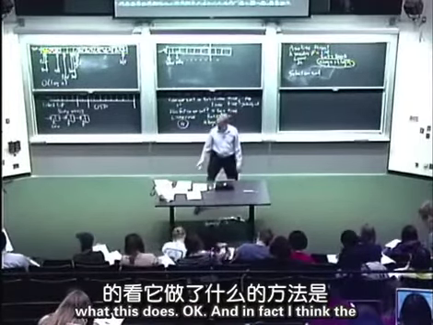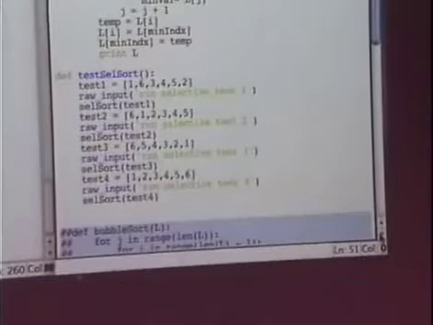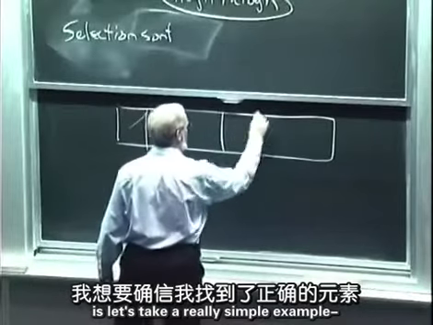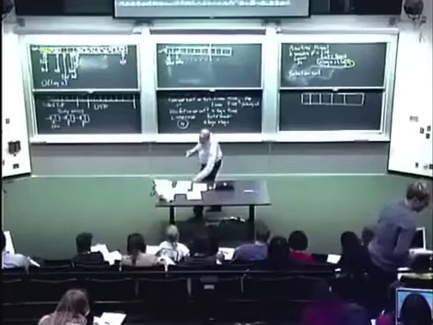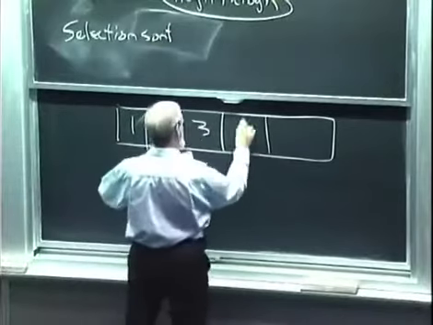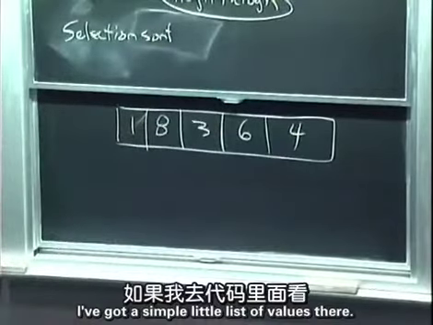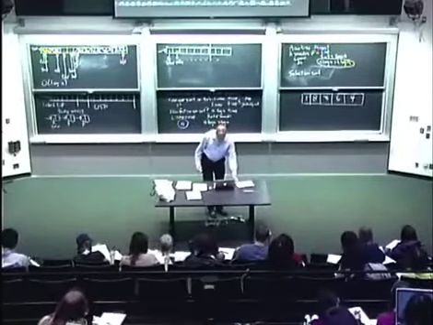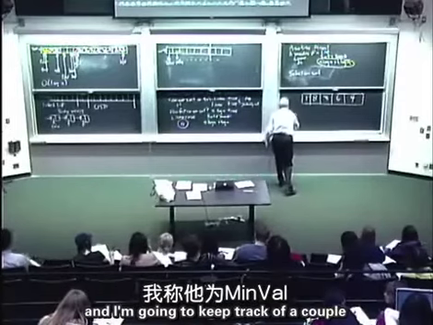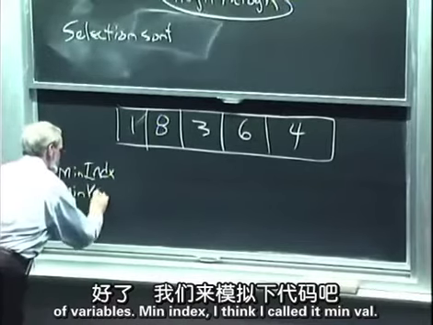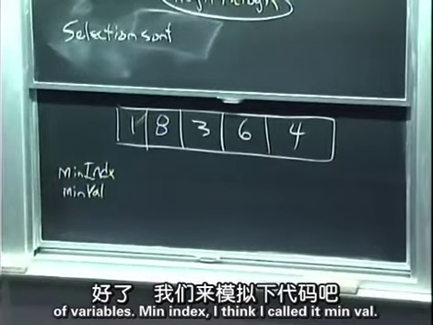I think the easiest way to look at what this does is let's take a really simple example. I want to make sure I put the right things out. I've got a simple little list of values there. And if I look at this code, I'm going to run over a loop. You can see that there. I is going to go from 0 up to the length minus 1. And I'm going to keep track of a couple of variables. Min index. I think I called it min val.